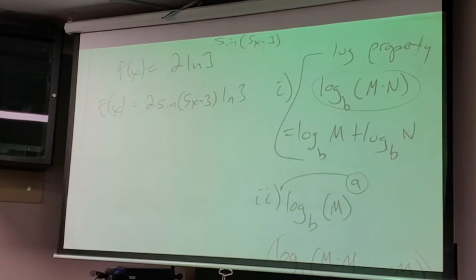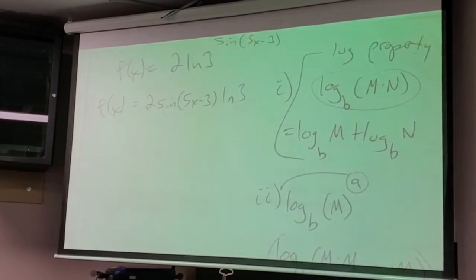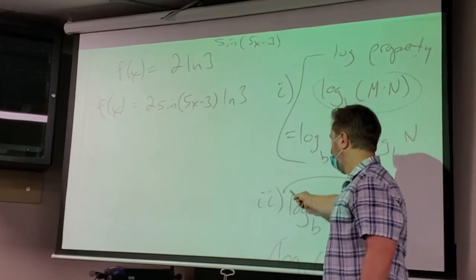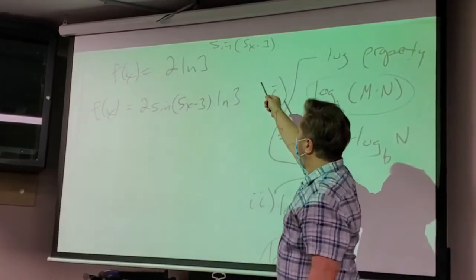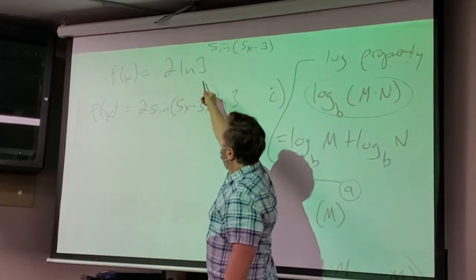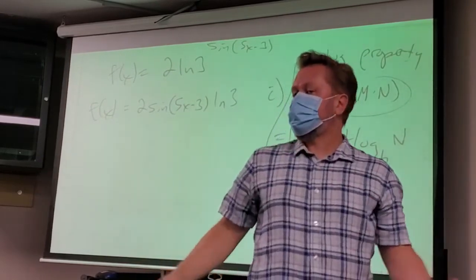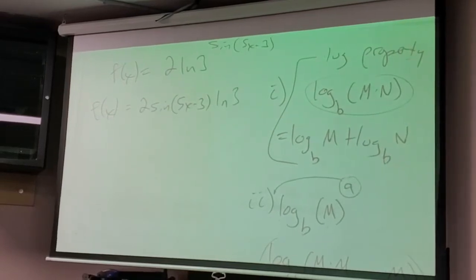Say again, sorry. Yeah, what did this say? It said whatever power is on the inside comes down. So that power is on the inside of the natural log, so it can come down. Feels like cheating, but that's how logs work, because that's how powers work.